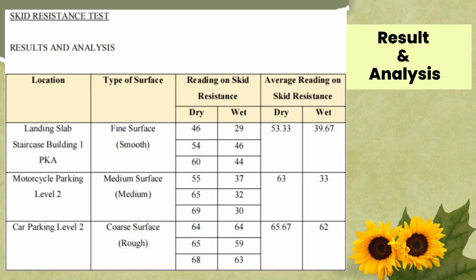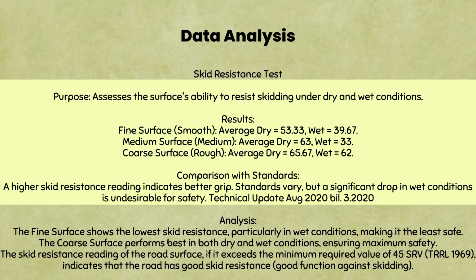Result and analysis. First, the skid resistance test assesses safety in dry and wet conditions. The fine surface performed the worst with skid resistance values of 53.33 in dry condition and 39.67 in wet condition. The medium surface performed better in dry condition at 63 but dropped significantly in wet condition to 33. The coarse surface was the safest with values of 65.67 in dry condition and 62 in wet. As per TRRL 1969, a minimum value of 45 SRV is required. The coarse surface ensures the highest safety, while the fine and medium surfaces need improvement for wet conditions.